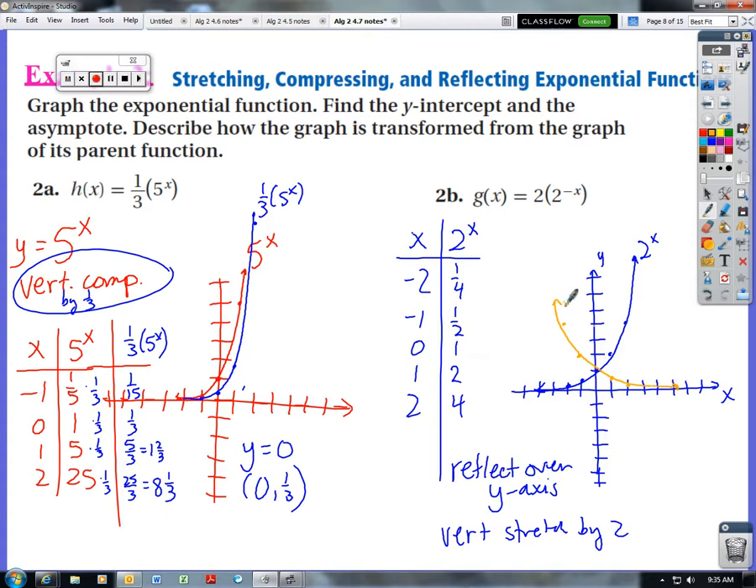So this is 2 to the negative x. And then you're going to be multiplying every y coordinate by 2. So if you multiply, I'll make a new chart here. Let's do a different color. I like pink for some reason. This is 2 times 2 to the negative x. Oh, I forgot to do the negative x.